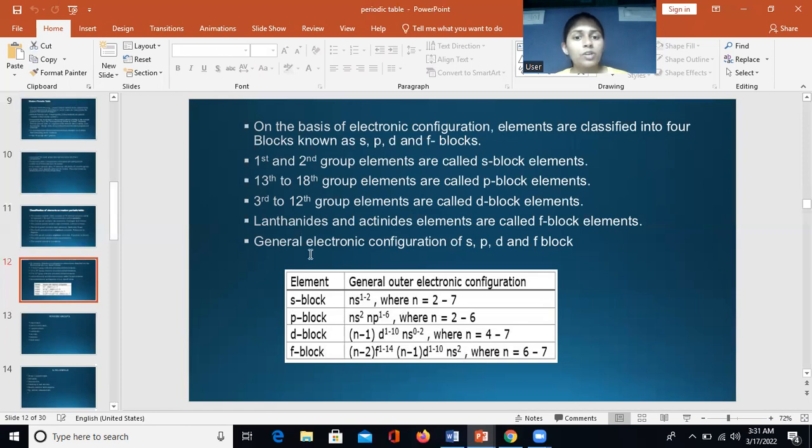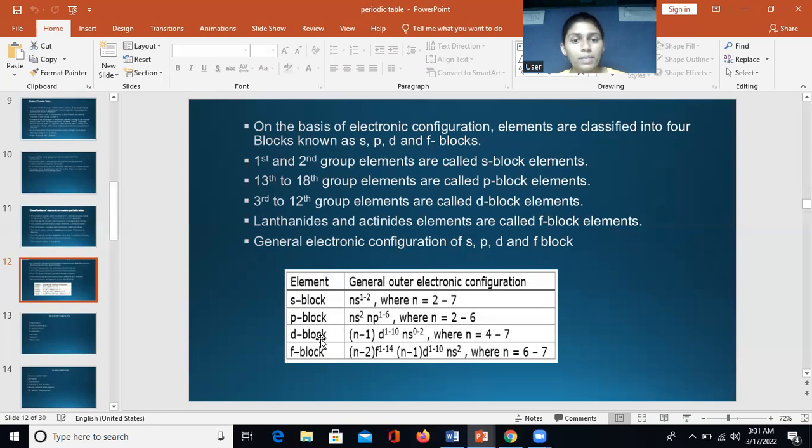The general electronic configuration of S block, P block, D and F block elements are as follows. S block elements have general outer electronic configuration, that is ns1-2, where n is equal to 2-7, whereas P block elements have general outer electronic configuration, that is ns2 np1-6, where n is equal to 2-6.